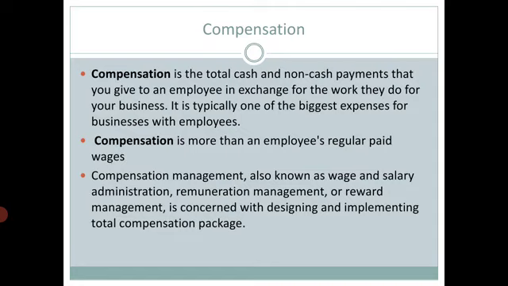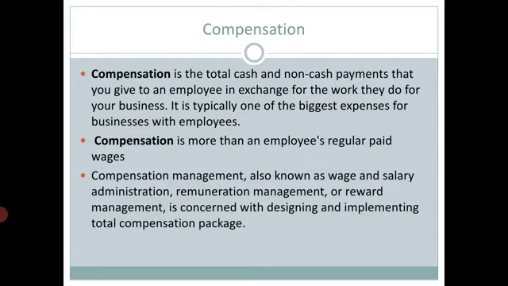When we come across this person, this employee, you allot this person a task. That person completes the task, and what you do is, you pay him cash and non-cash payments.